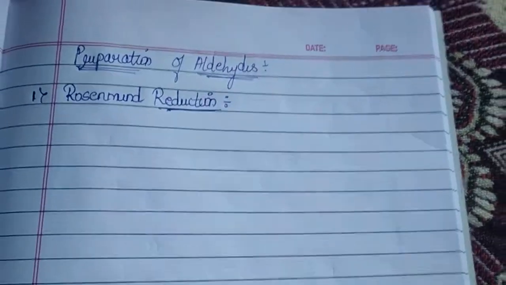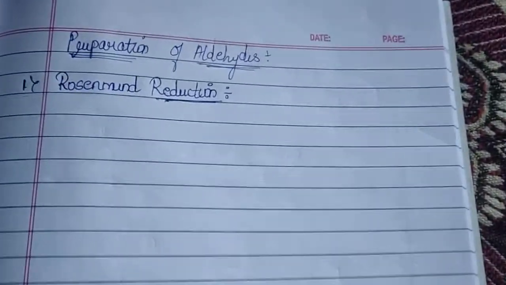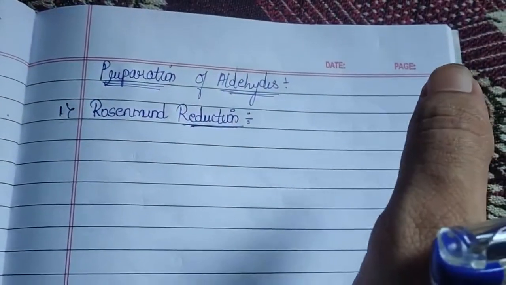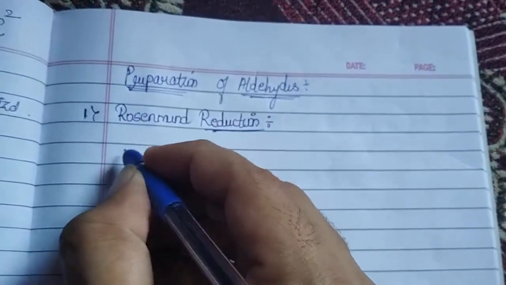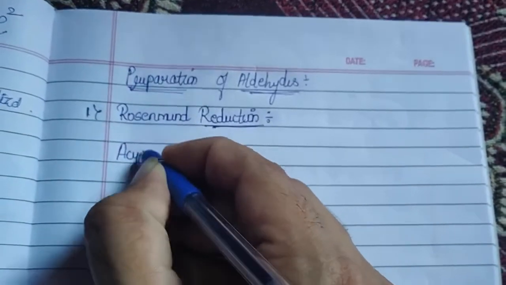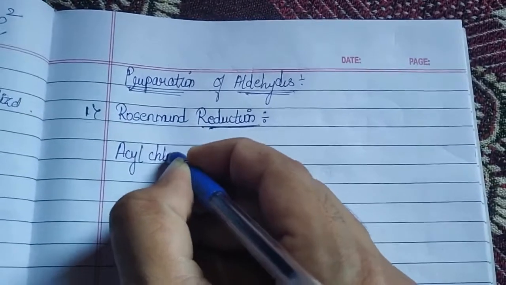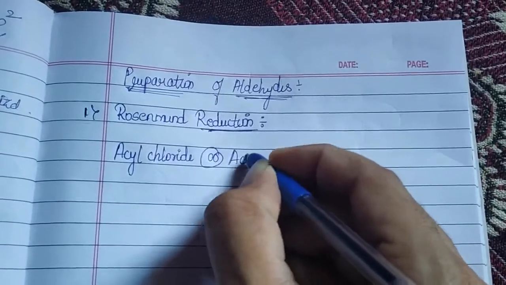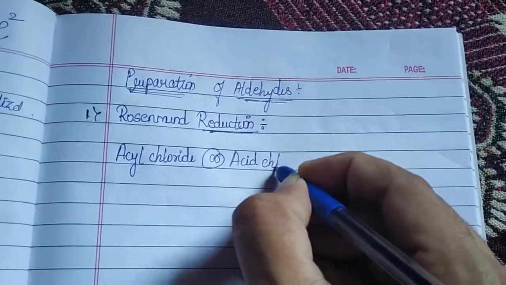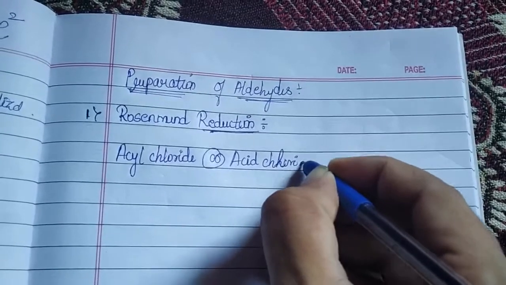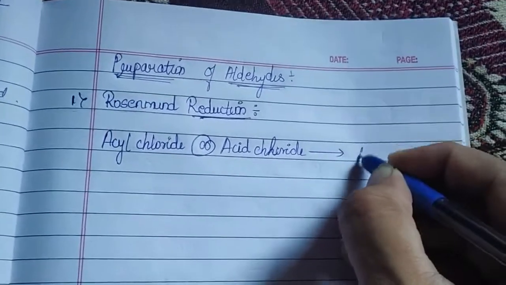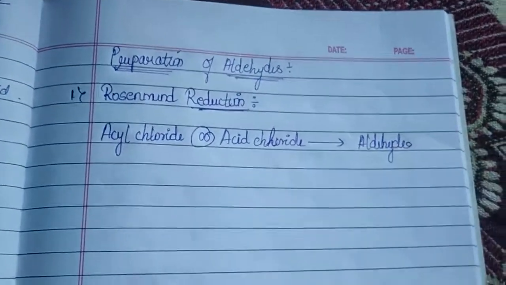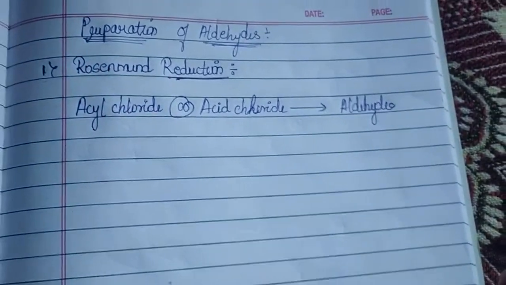Okay, so what is happening over here? First let us understand. Basically, in this reaction we are going to see how one can convert acyl chloride, also called acid chloride, to aldehyde. Very much important. This is a general brief note we can give about the Rosenmund reduction reaction.